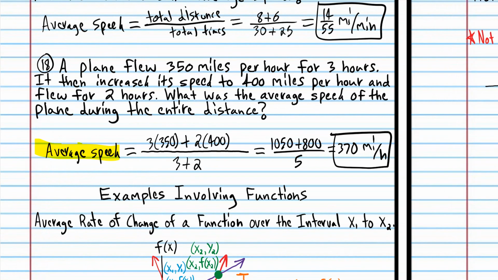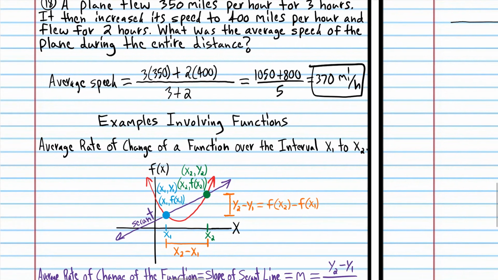Okay, we're back. Because we were given different numbers to find the average speed, it's called the weighted average, but it's still the same average.